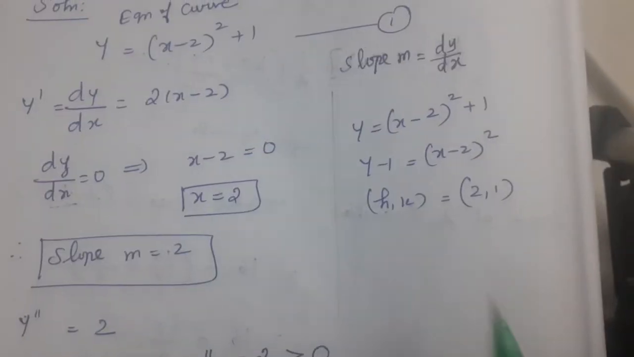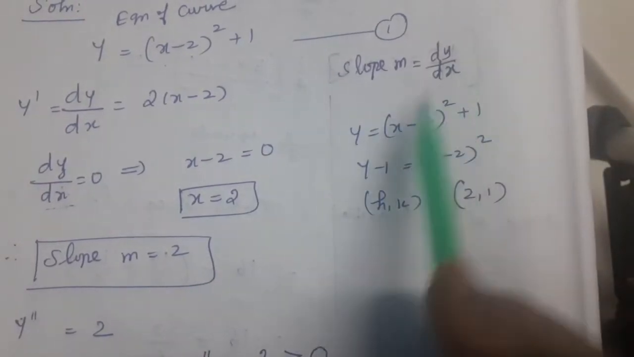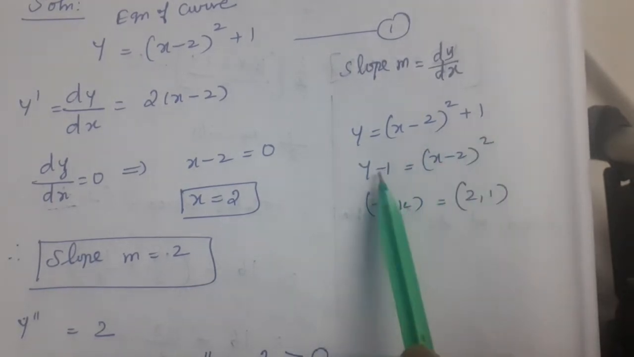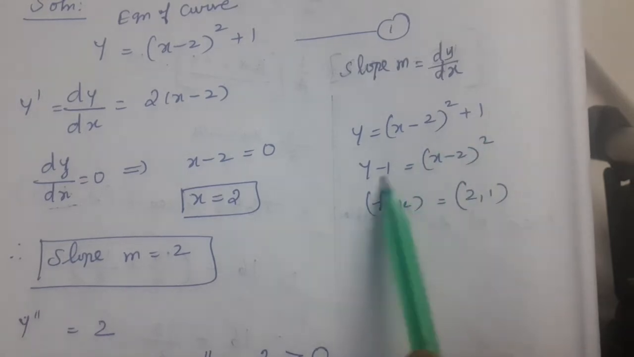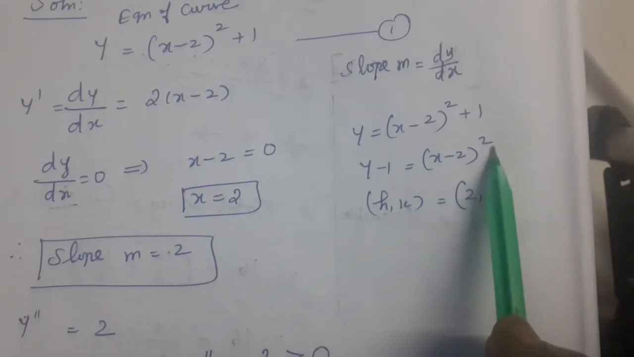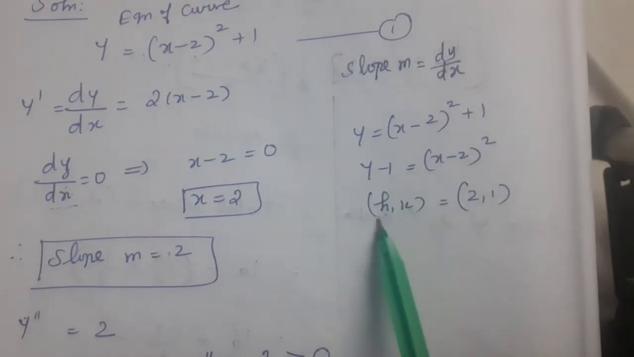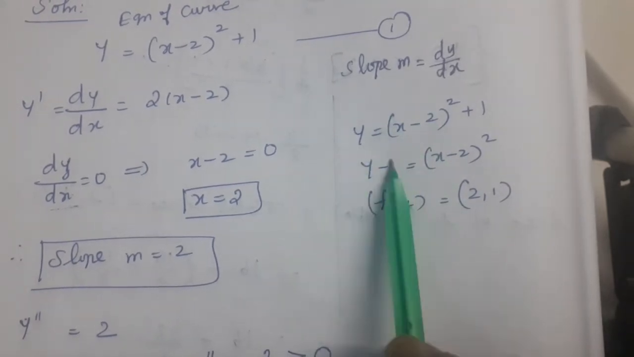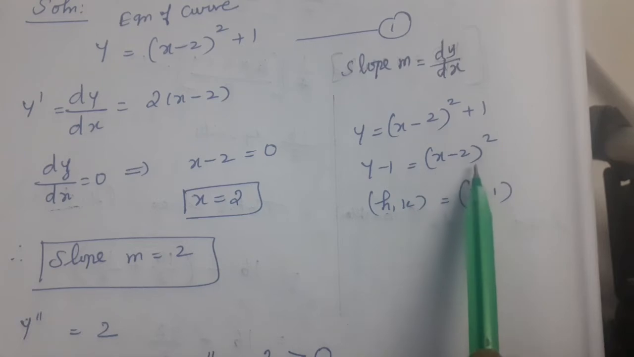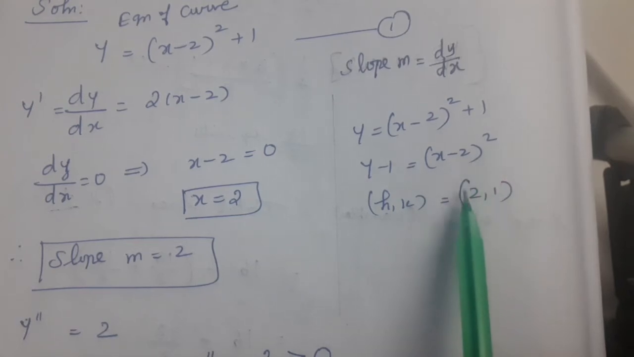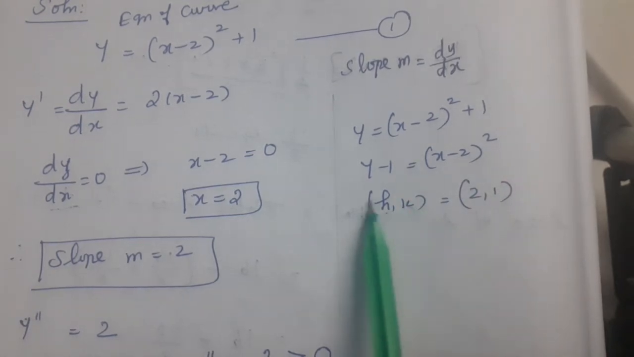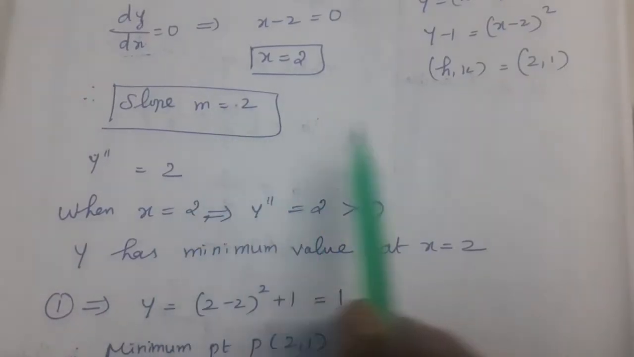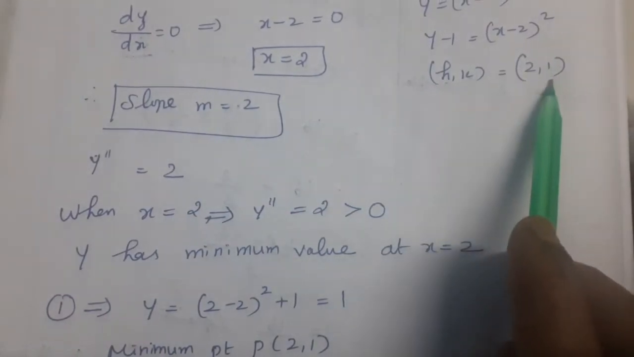Another way: the slope is m equal to dy by dx. y equal to (x minus 2) whole square plus 1. So plus 1 becomes minus 1 on the other side: y minus 1 equal to (x minus 2) whole square. If y minus 1 equal to 0, then (x minus 2) whole square is 0, which means x is equal to 2. Therefore the point h comma k is 2 comma 1, with slope m equal to 2.